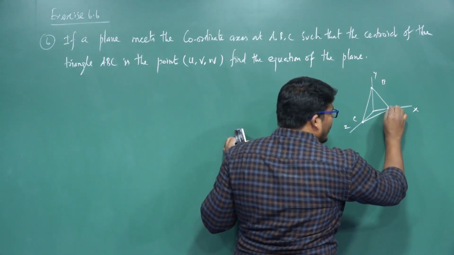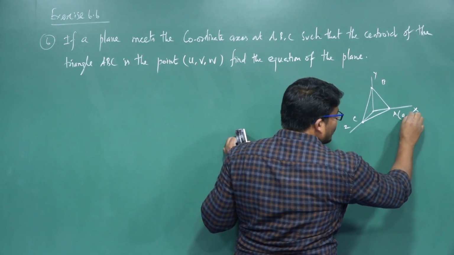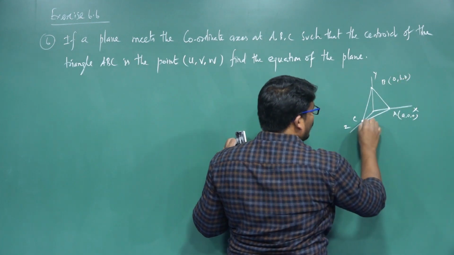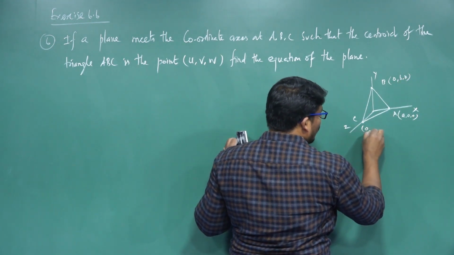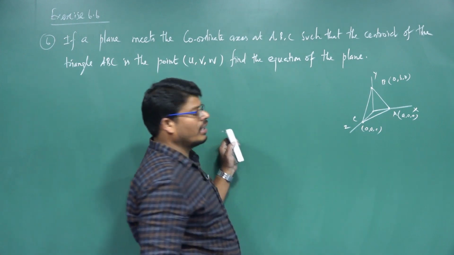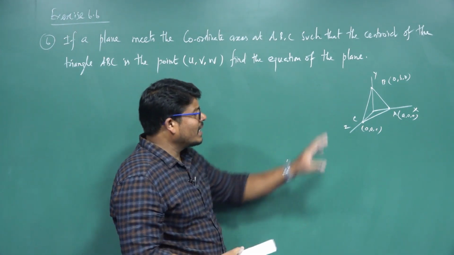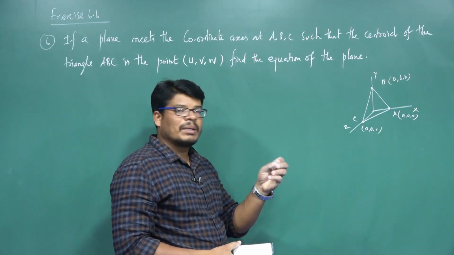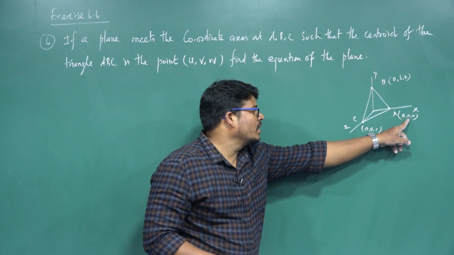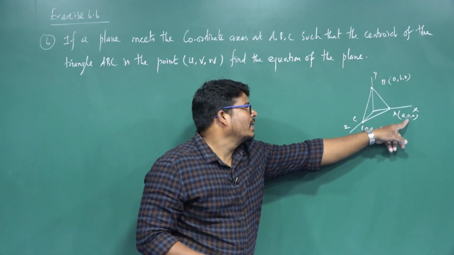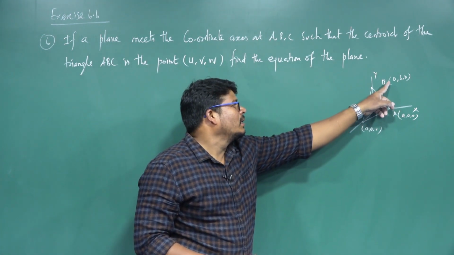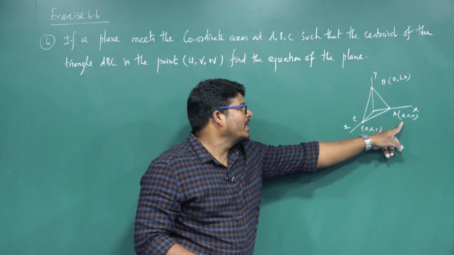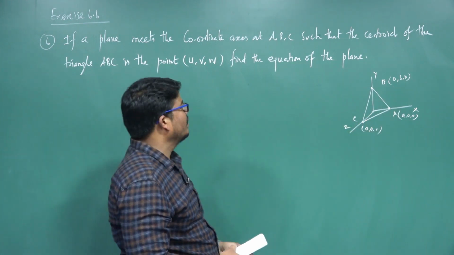Now find the coordinates. The coordinate of A is a, 0, 0. The coordinate of B is 0, b, 0. The coordinate of C is 0, 0, c. Now find the centroid of the triangle. As you already know, the centroid is the sum of the coordinates divided by 3: a plus 0 plus 0 by 3, that is a by 3, then b by 3 and c by 3. The points are a by 3, b by 3 and c by 3.